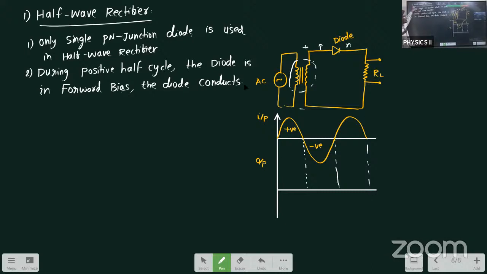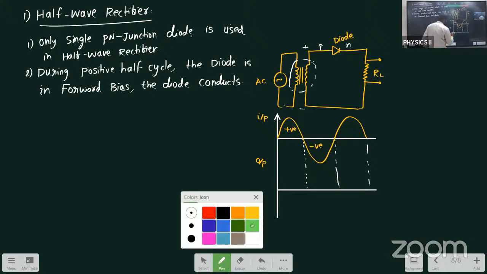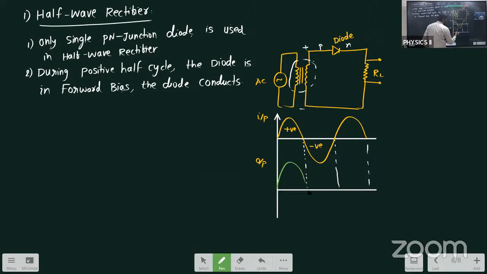So what is the second point you are going to write? What was the first point? Only one single diode is utilized in a half wave rectifier, and during positive half cycle, the diode will behave like a forward bias connection, and in forward bias, definitely current will flow. So definitely I will be getting the output. The output will be something like this. For positive half cycle, we are getting output here. Okay, now let us see what will happen for negative half cycle.